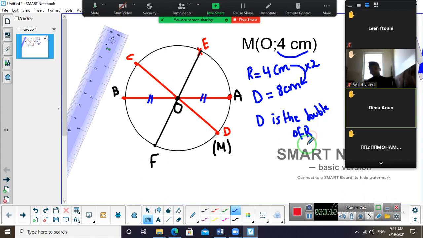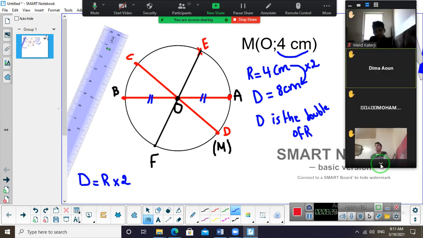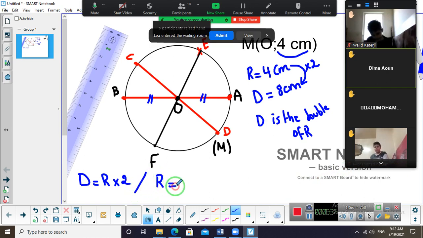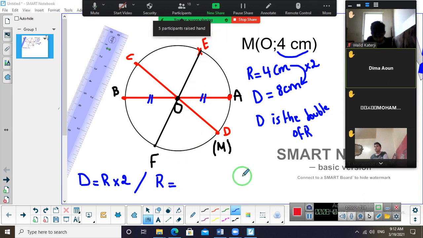So there is a rule here for us: the diameter equals radius times 2. Don't forget it. If the diameter equals radius times 2, and I want to switch this relation and get the radius, the radius equals what? The half of the diameter. Very good. So the rule of the radius is diameter divided by 2.